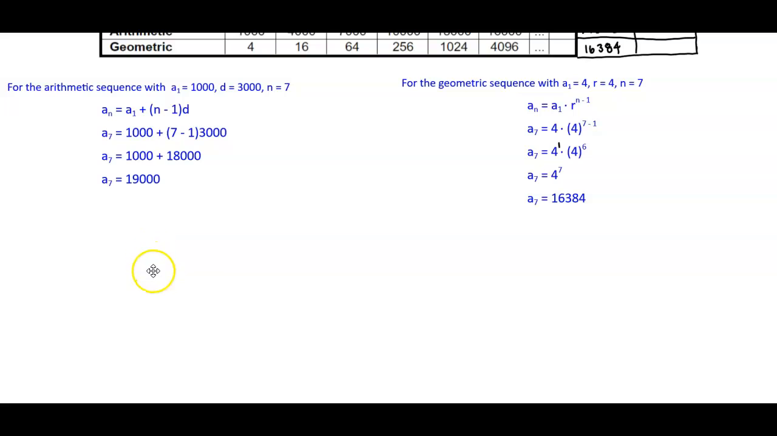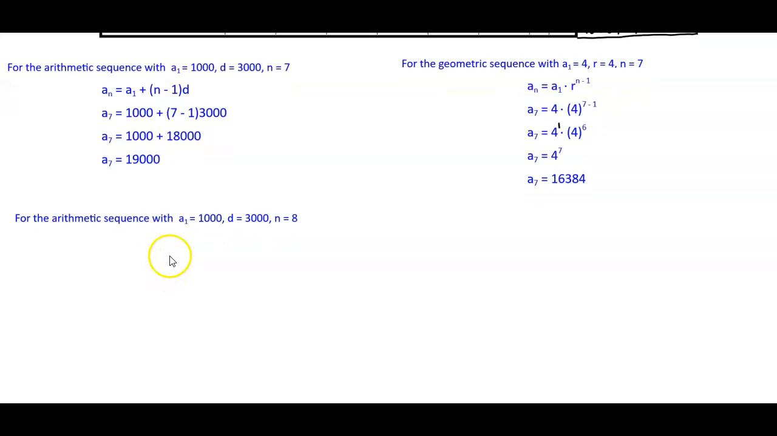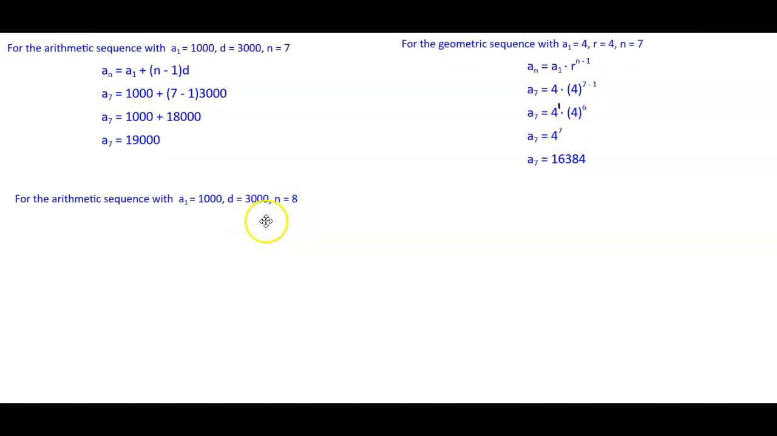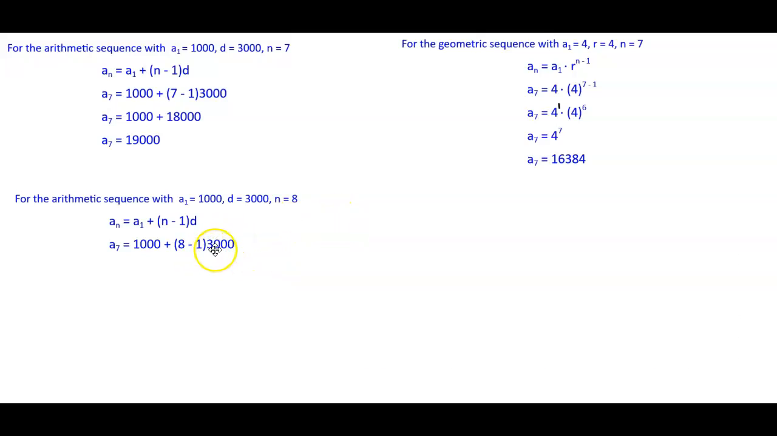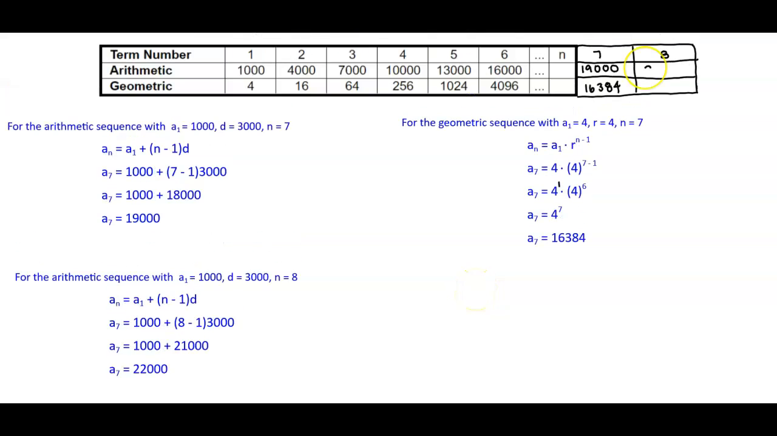So here, we're going to try the eighth term. Okay, let's move this up here a little bit, just get a little more room. Okay, so we want to find the eighth term. Again, we know the first term is 1,000. We know that the common difference is 3,000. Now we're going to plug in n is equal to 8. So we have 1,000 plus 8 minus 1 times 3,000. And so 8 minus 1 is 7. 7 times 3,000 is 21,000. And 21,000 plus 1,000 is 22,000. So we're going to get 22,000 for the arithmetic sequence for the eighth term.